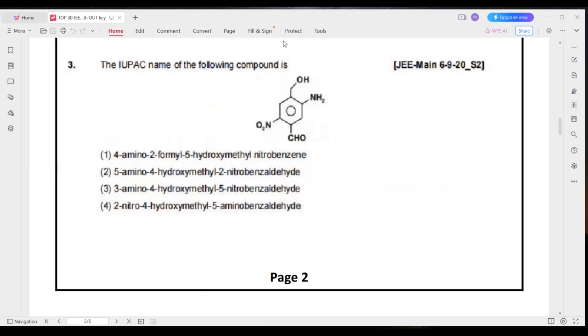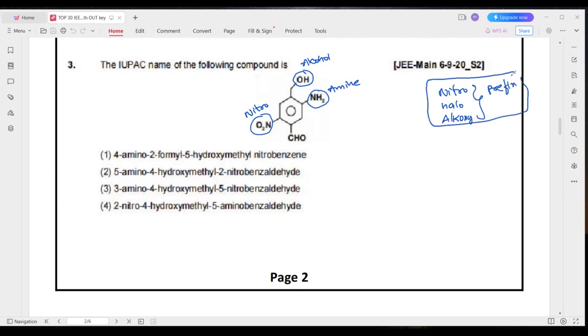Okay, the next question is one which contains polyfunctional groups. So let me identify the functional groups available. Here one is alcohol. Another functional group is amine. And the third functional group is nitro. Nitro, halo and alkoxy: these are functional groups, but they are always treated as substituents only. Alkoxy means ether also. So they are always written as prefixes: nitro, halo, and alkoxy. There is no doubt about this.